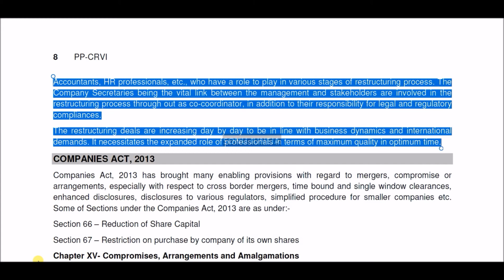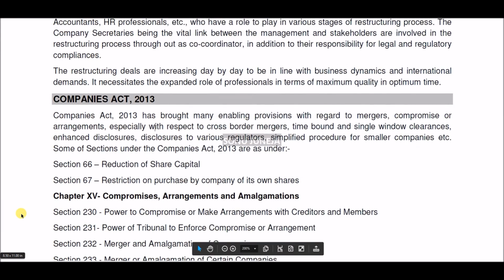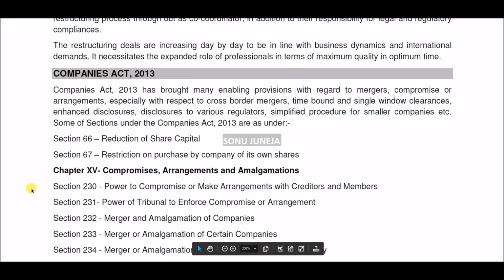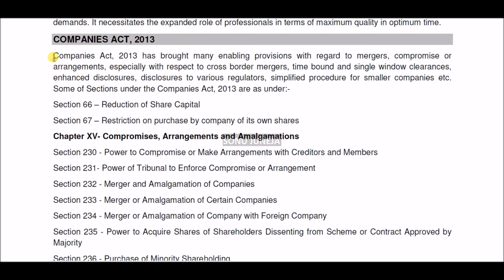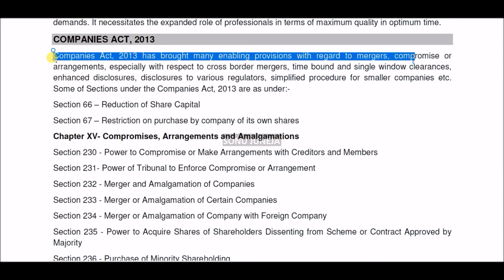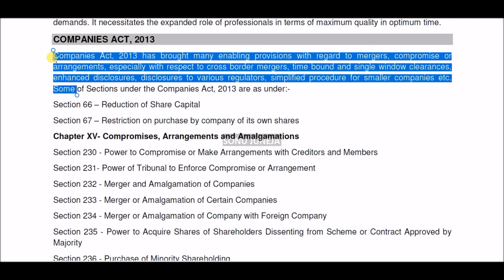Now the next topic we have is the Companies Act 2013. So by the end of the day, you need a grip on the Companies Act to do corporate restructuring. It is a combination of many things, of which one important thing is the Companies Act 2013. The new Companies Act has brought many enabling provisions with regard to mergers, compromise or arrangement, especially with respect to cross-border mergers, time-bound and single window clearances, enhanced disclosure to various regulators, simplified procedure for smaller companies, etc. Some sections under the Companies Act are as under.